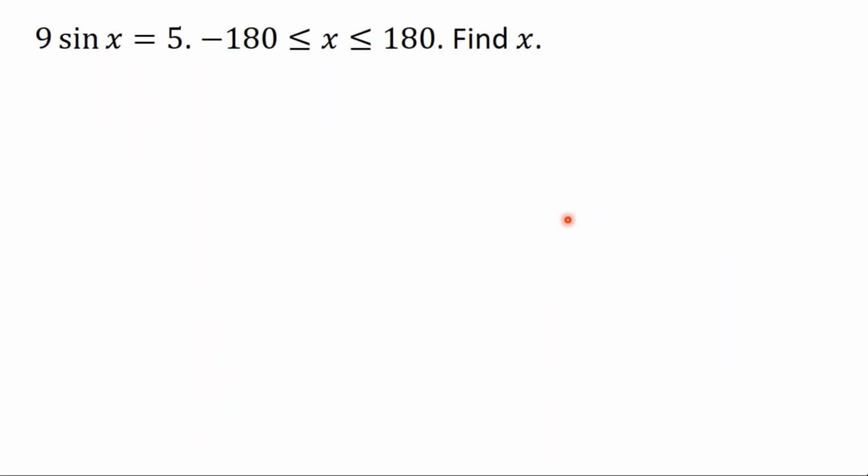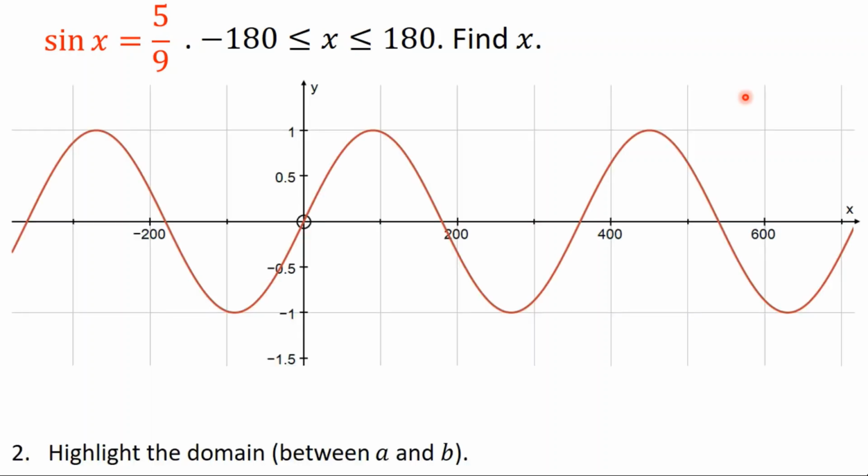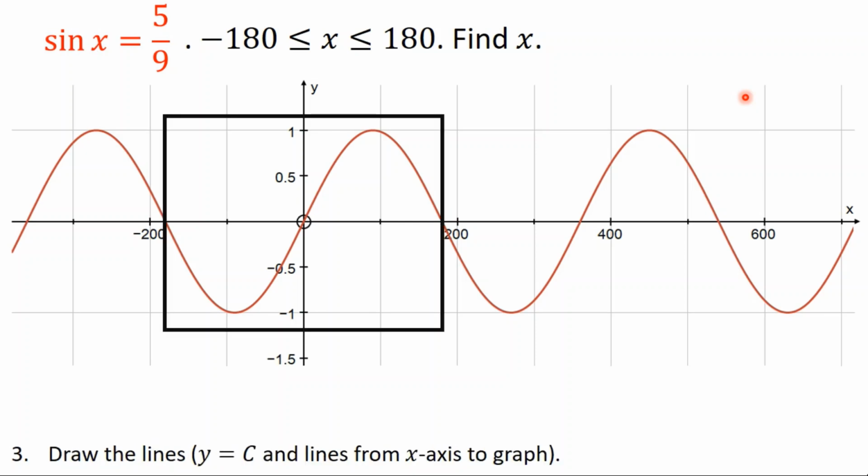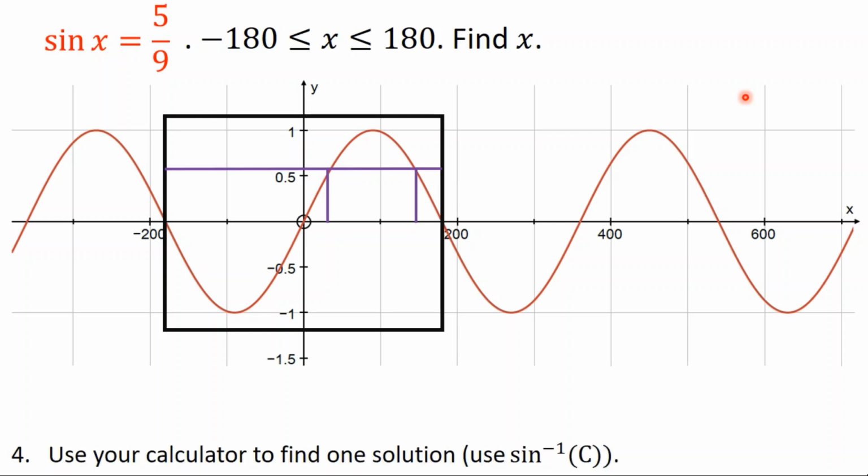I'll go through the process again. This time the question looks a little bit different. We've now got a 9 in front. And of course we can't have that, so I'm going to have to divide both sides by 9 so that we can have sine x equals 5 over 9. And then we can start the process. So we can sketch a sine graph. We can highlight the domain. We can draw in the lines, the purple lines, y equals c, and the lines going to the x-axis. That shows me I've got two solutions.